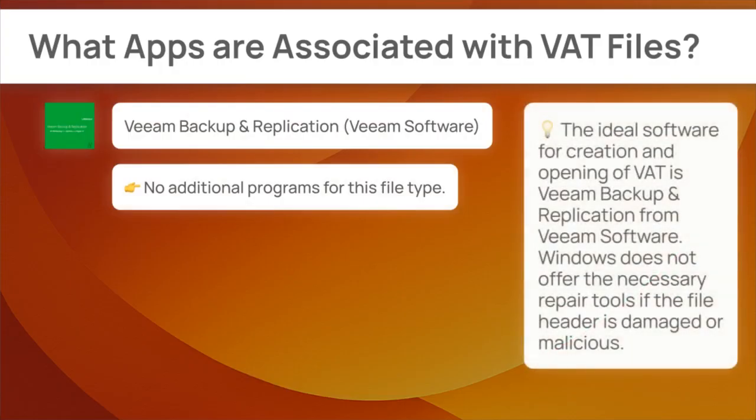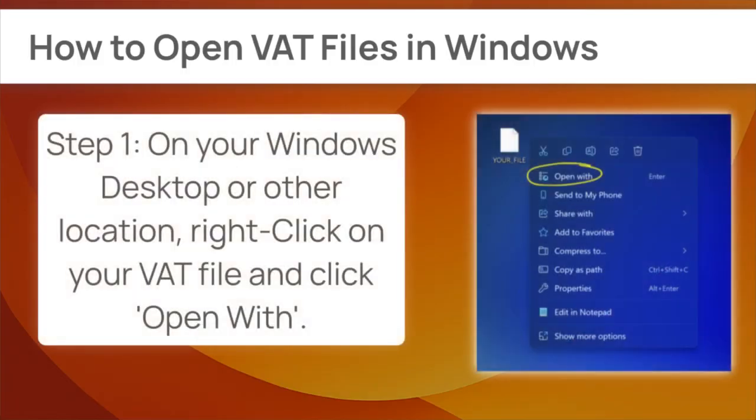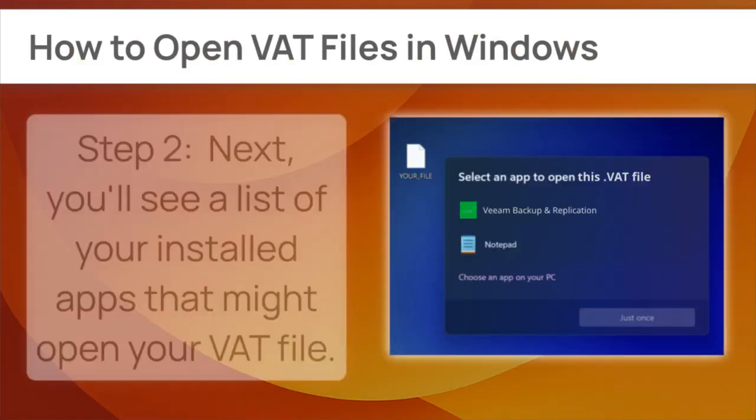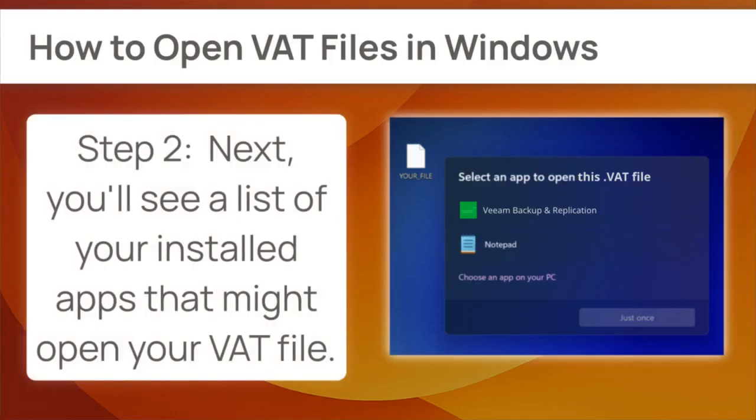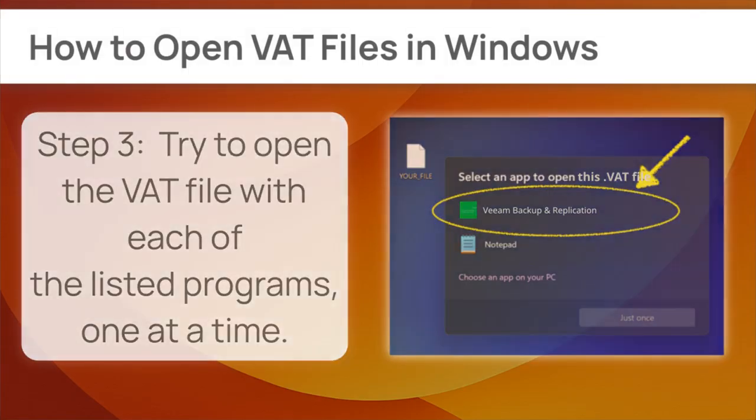Windows lacks necessary integrity checks, so safe handling requires approved software. Windows provides limited support for complex indexing formats, so proper reading requires catalog tools. We're checking for file recognition by all compatible apps. Right-click your VAT file and click Open With. If Veeam Backup and Replication is an option, try it. If it fails, select another program. We must find the right software association.